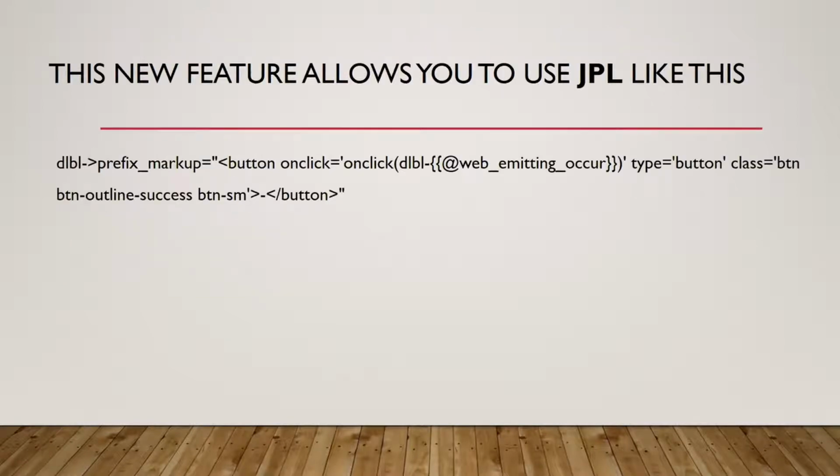So now we'll see how we can make use of this feature in JPL. So now I have a widget that is DLBL, and for this widget I am applying the prefix markup property, and at the same time I have a button on click function in which I am using the widget's occurrence number as a function parameter.